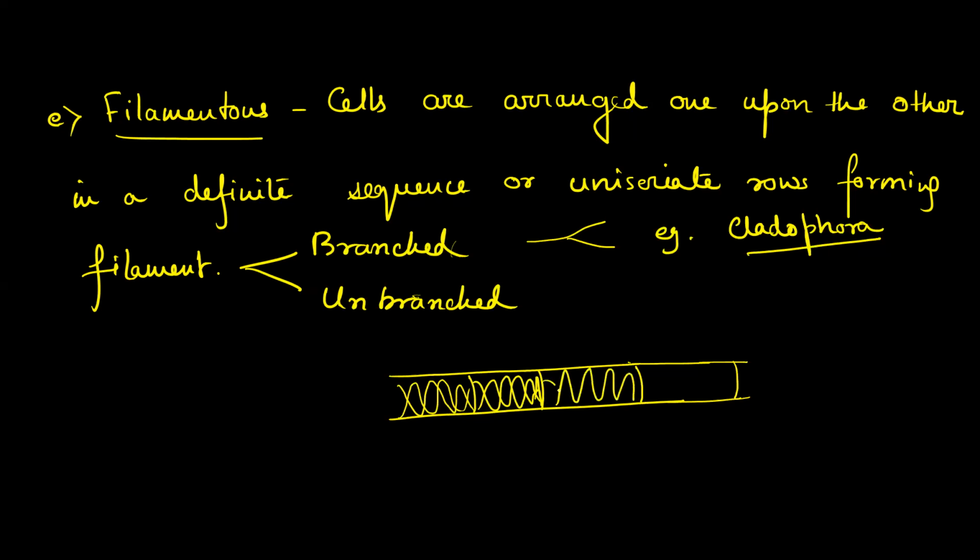Like this. See, these are the junctions. The cells are arranged one above the other, but there is no branching. Example, what? Spirogyra.